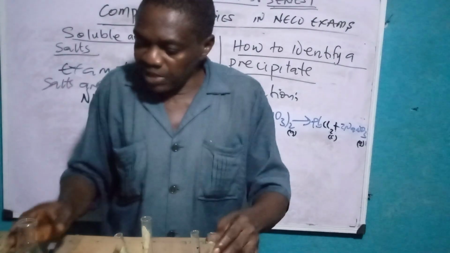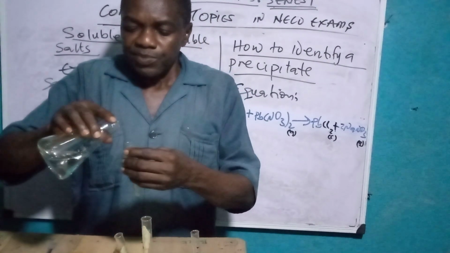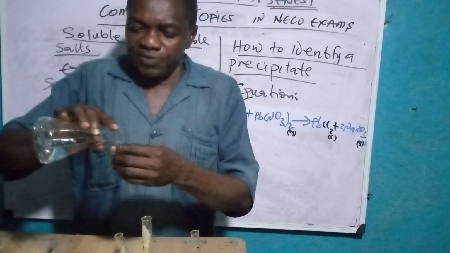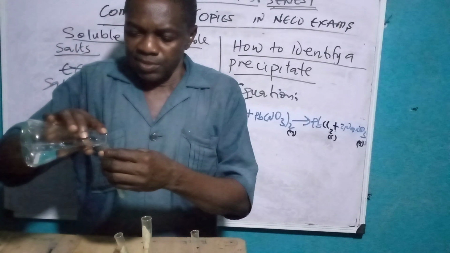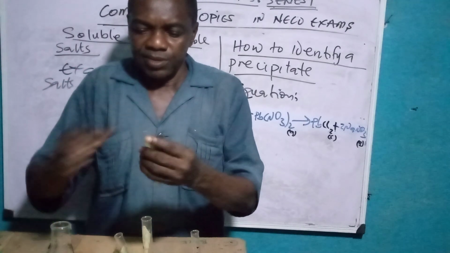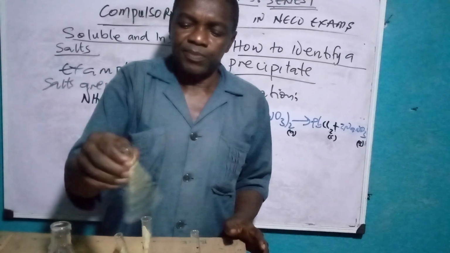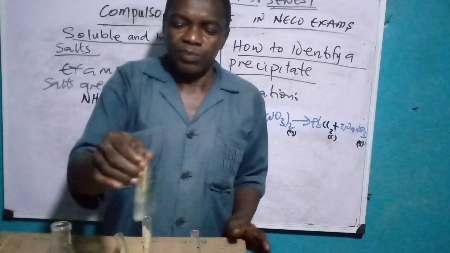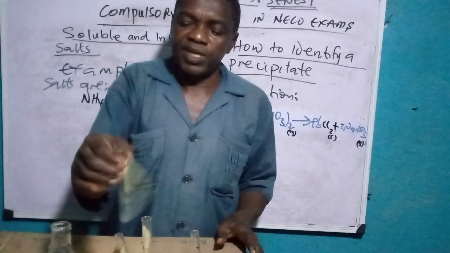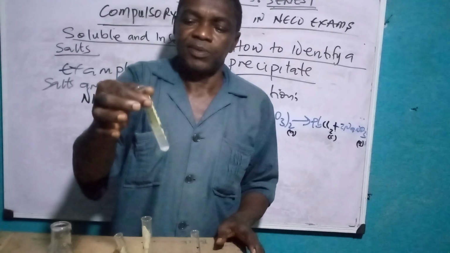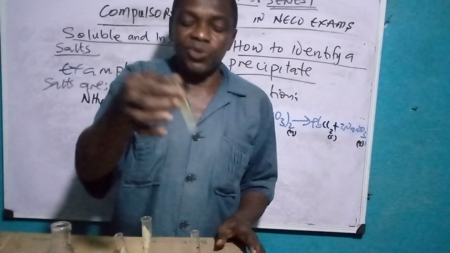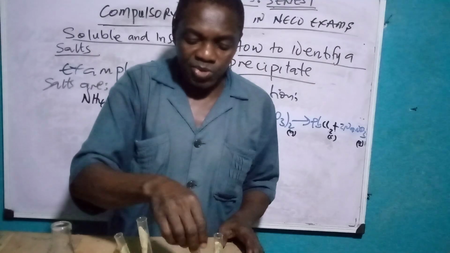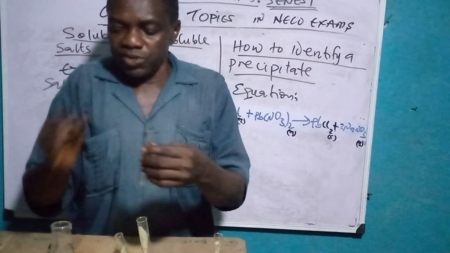So let's see what happens. We add water to the lead 2 trans-nitrate 5. We need to stir. Sometimes it takes time to dissolve. So you see how it is soluble. That's dissolved. When it dissolves, you say it's soluble. Then the other one is sodium chloride.